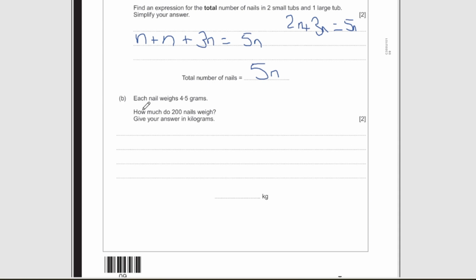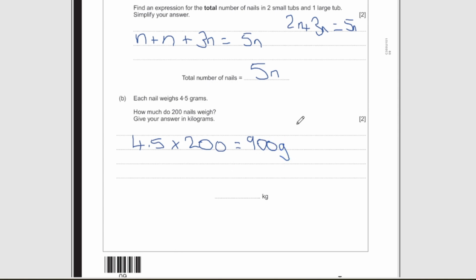Question 6b. Each nail weighs 4.5 grams. How much do 200 nails weigh? Give your answer in kilograms. So 4.5 grams per nail. We need to multiply that by 200. So we could split this up into times 2 and then times 100. So 4.5 times 2 is 9. 9 times 100 is 900 grams.